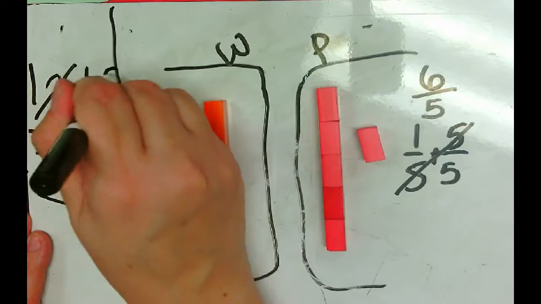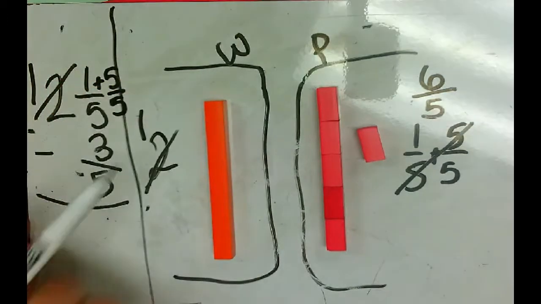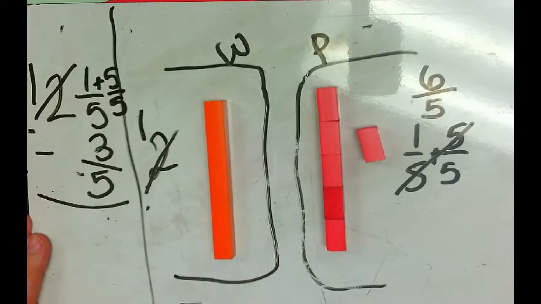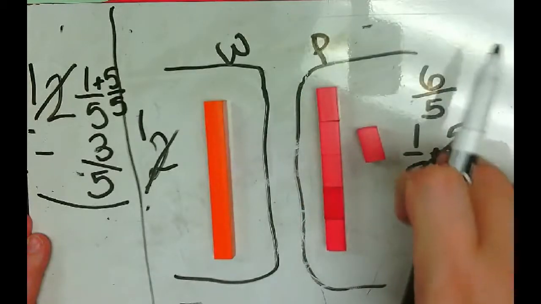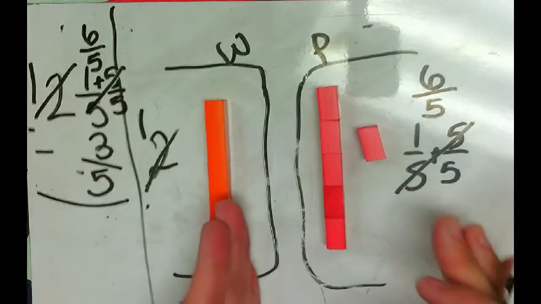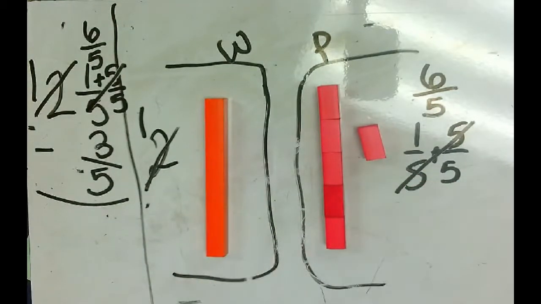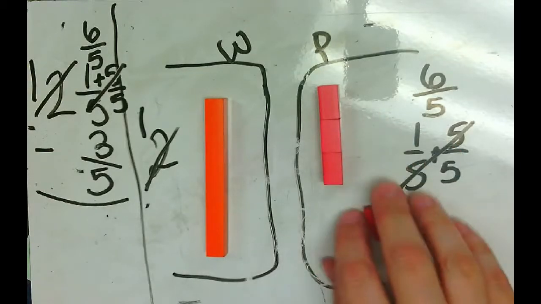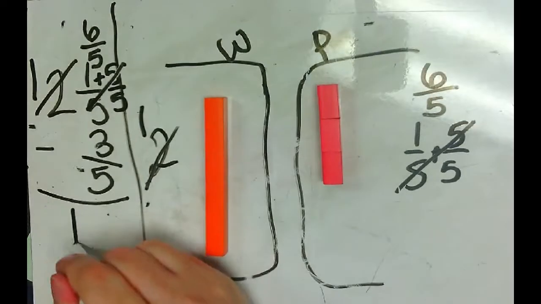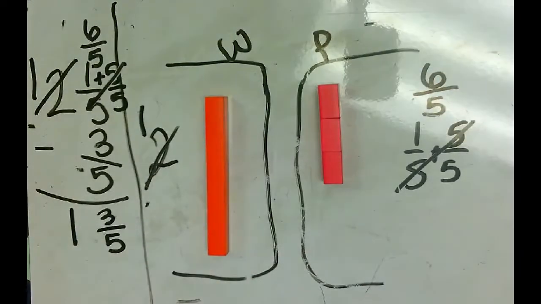That's my whole. So now how many parts do I have? The parts are 6/5, right? So I have 1 whole over here and 6/5 in the parts. Now can I subtract 3/5? Yes. Okay, so I want you all to take 3/5 away. What does that end you up with? So what is my answer to 2 1/5 minus 3/5? 1 3/5.